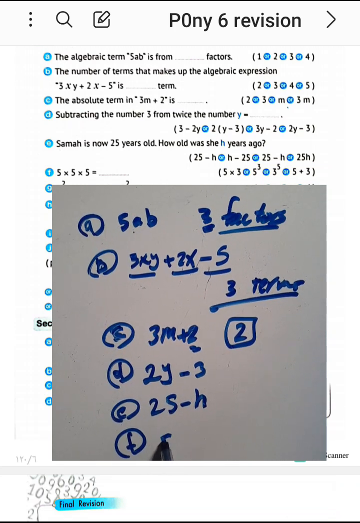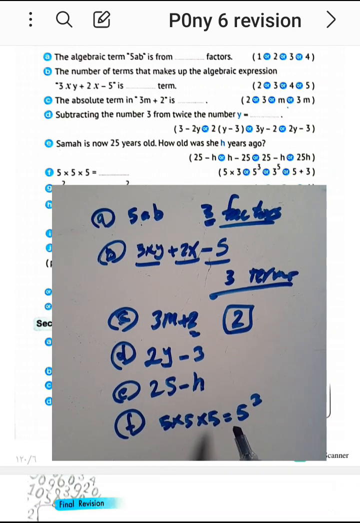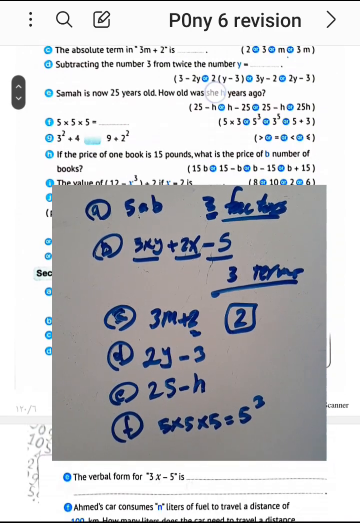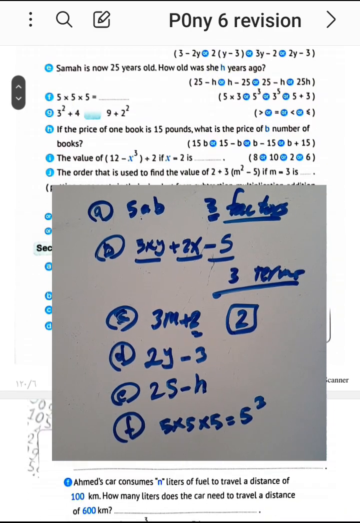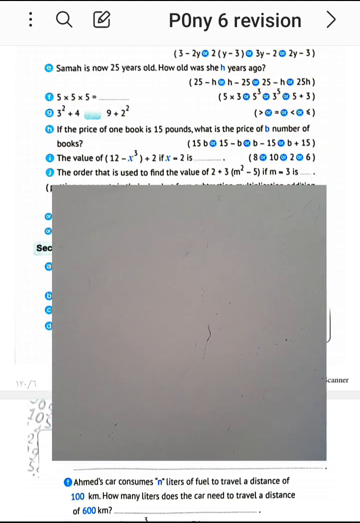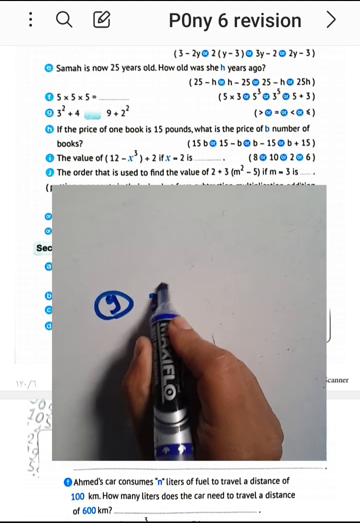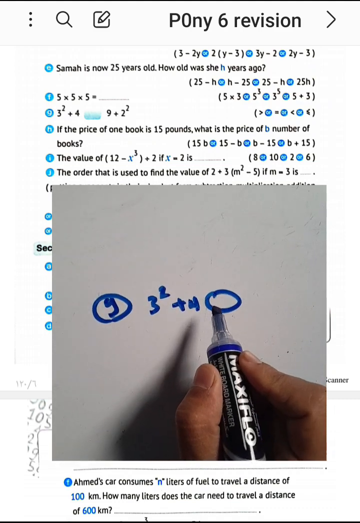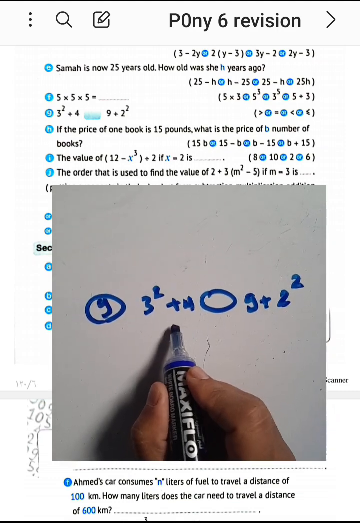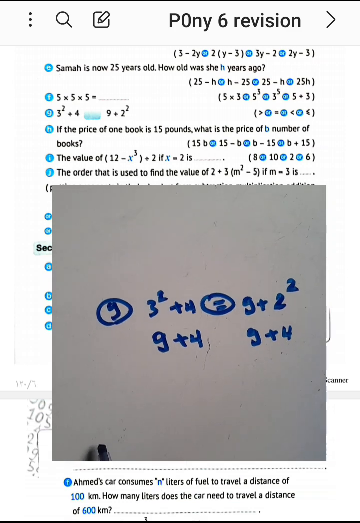Question letter F. 5 times 5 times 5 will be 5 power 3. 5 we call the base and 3 the exponent. Letter G. 3 power 2 plus 4 or 9 plus 4. It's an equality because 3 power 2 equals 9, and 9 plus 4 equals 3 power 2 plus 4. The result will be equal.